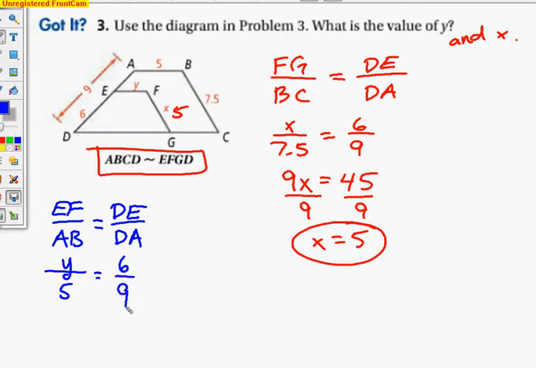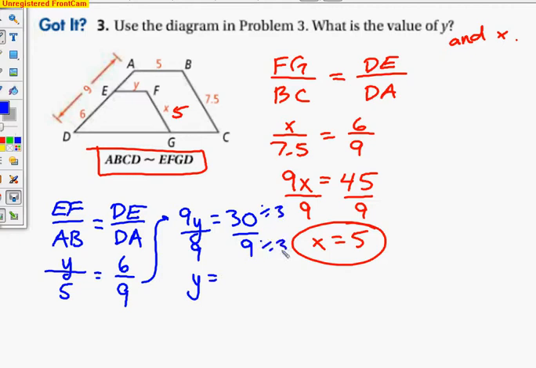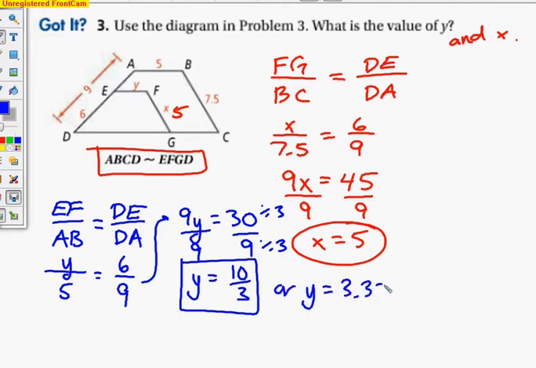We cross multiply. So I'm going to do that here. 9y is equal to 30. And we'll divide by 9. Y is 10 thirds. You can also do the decimal. I'm not going to be too picky. 3.33. Just give me 2 decimal places, and that'd be great. And there we go.